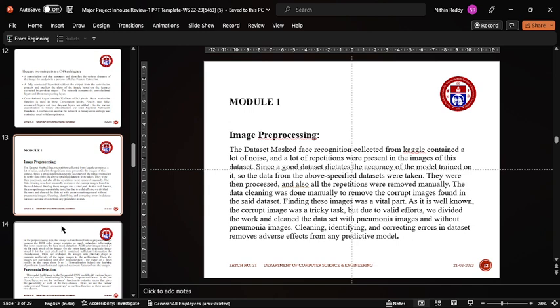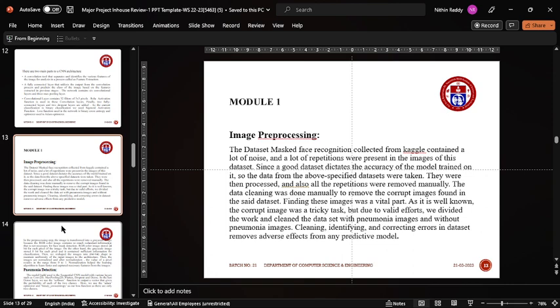Module 1, Image Preprocessing. The dataset collected from Kaggle contained a lot of noise, and a lot of repetitions were present in the images of this dataset. Since a good dataset dictates the accuracy of the model trained on it, the data from the above specified datasets were taken. They were then processed, and all the repetitions were removed manually.